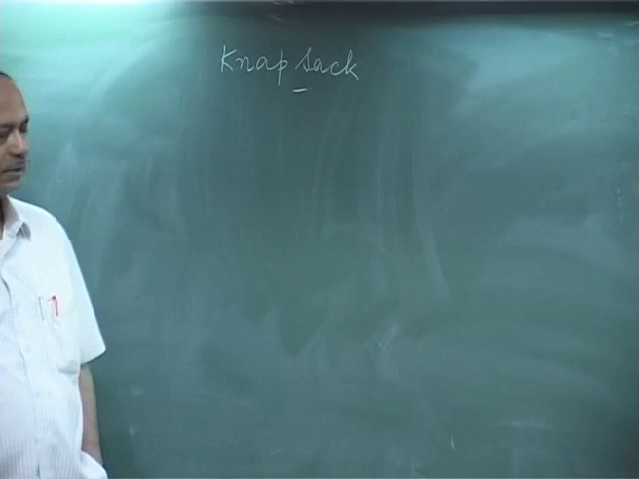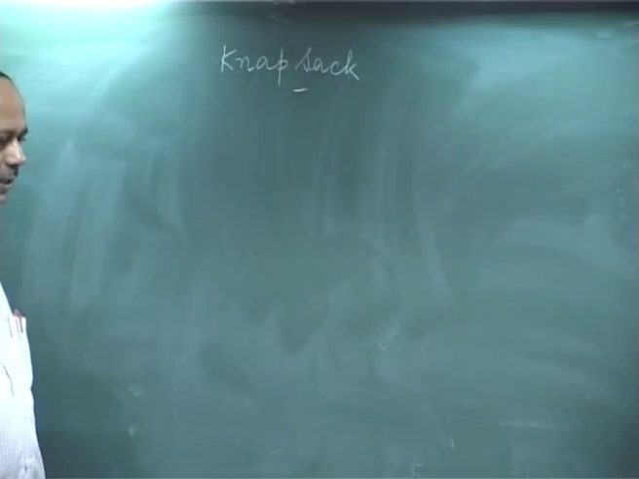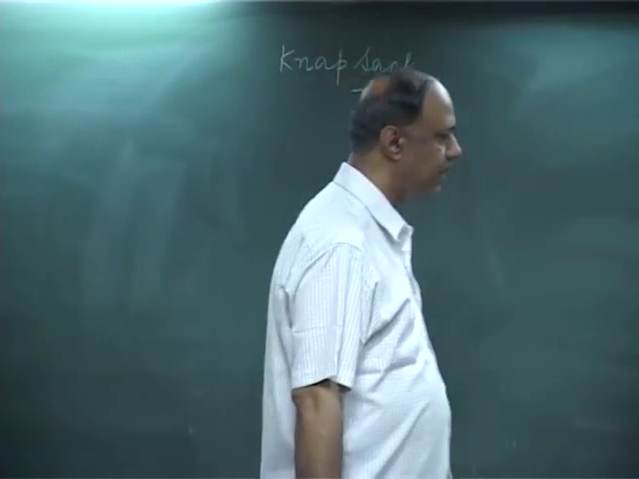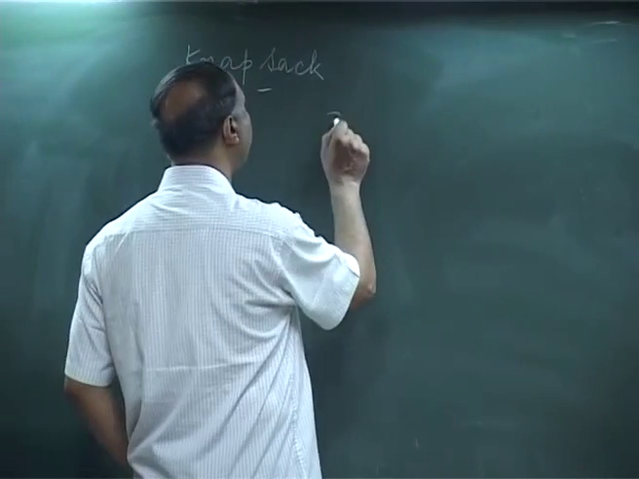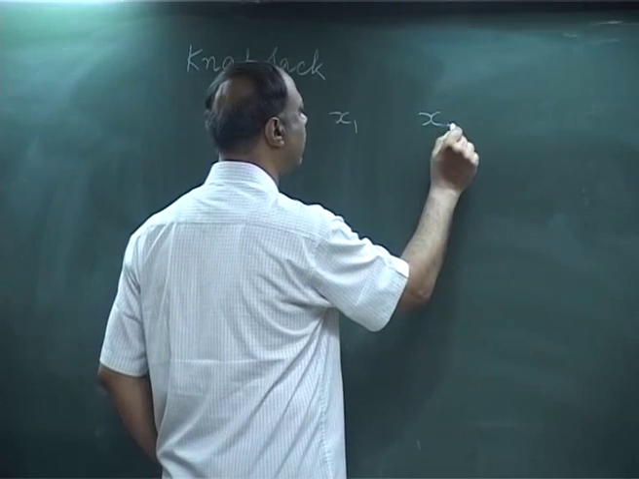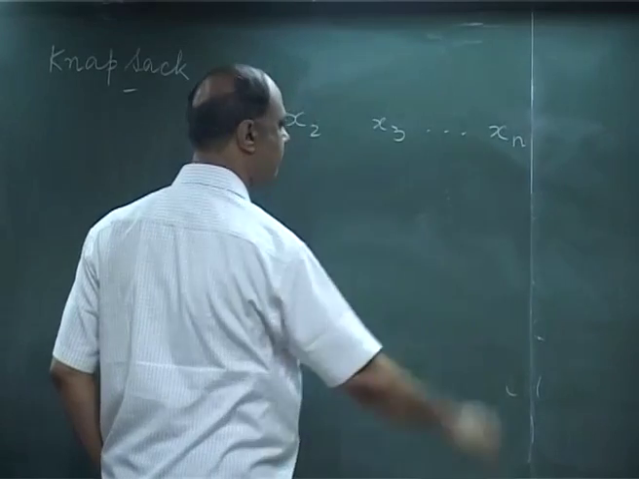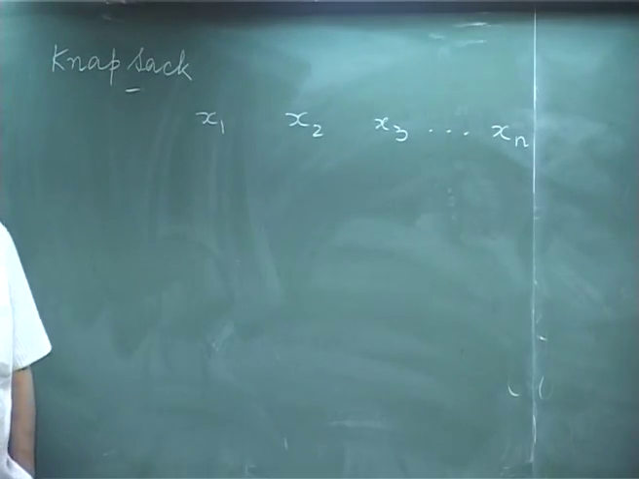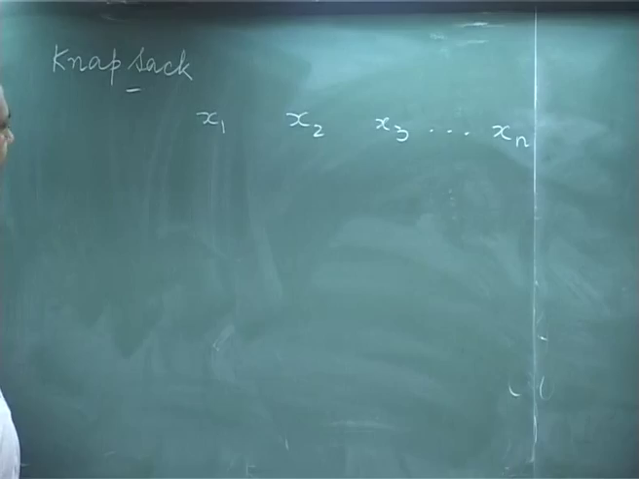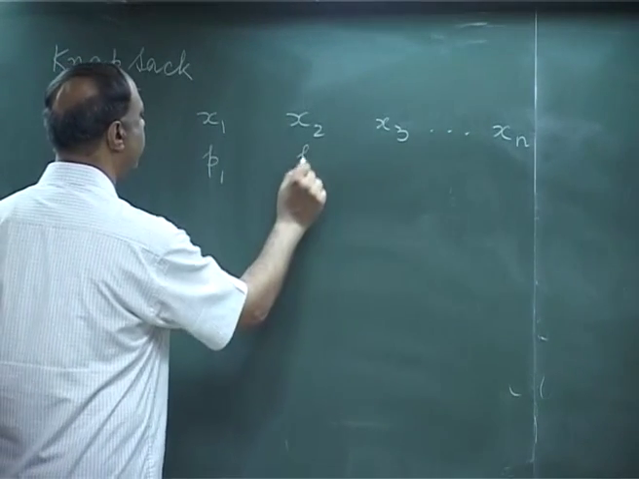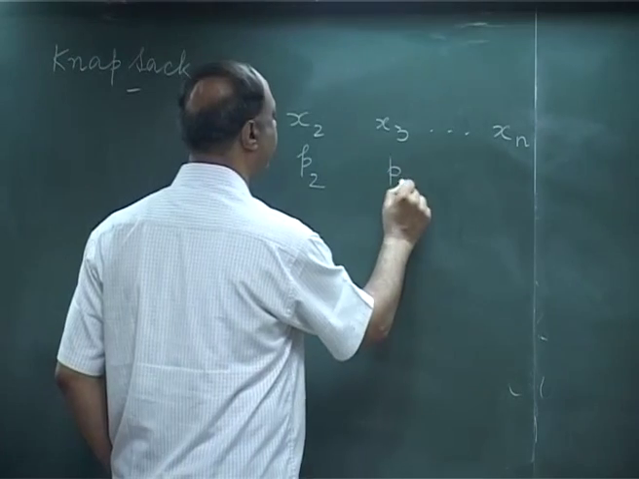Okay, do you know what the knapsack problem is, right? Is it clear? If not, let me tell you what the knapsack problem is. Let us assume that you have n entities x1, x2, x3, ..., xn, and to select xi you want the profit pi. So you have the profits p1, p2, p3, ..., pn.